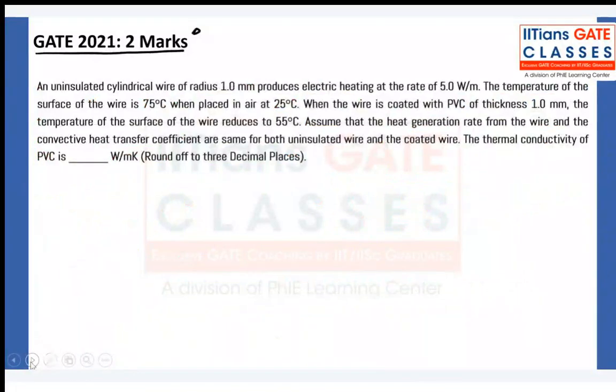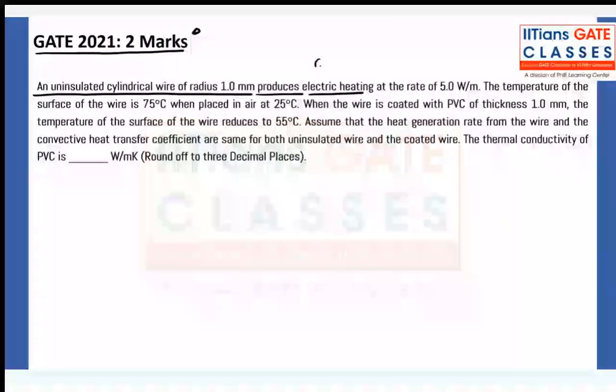Now what is it saying? An uninsulated cylindrical wire of radius 1 millimeter produces electrical heating. Whenever the electrical heating term comes, that means there is some heat generation. Because of resistance there will be some heat generated at the rate of 5 watt per meter. Now tell me, what is this?